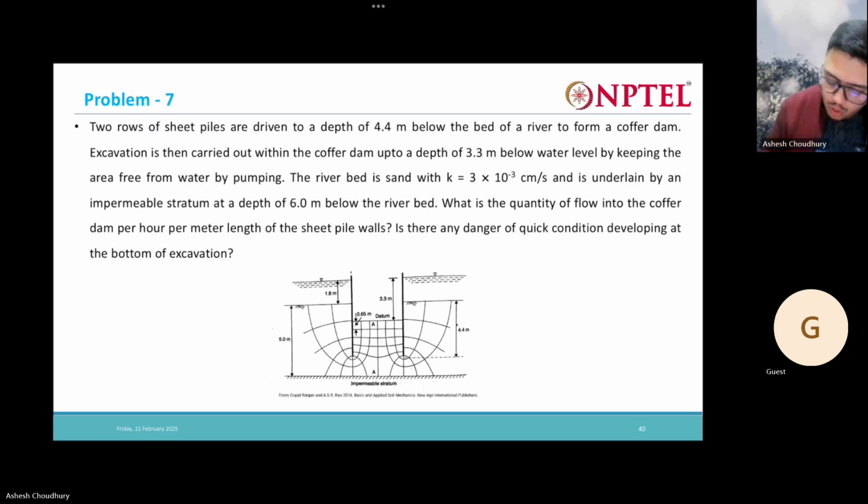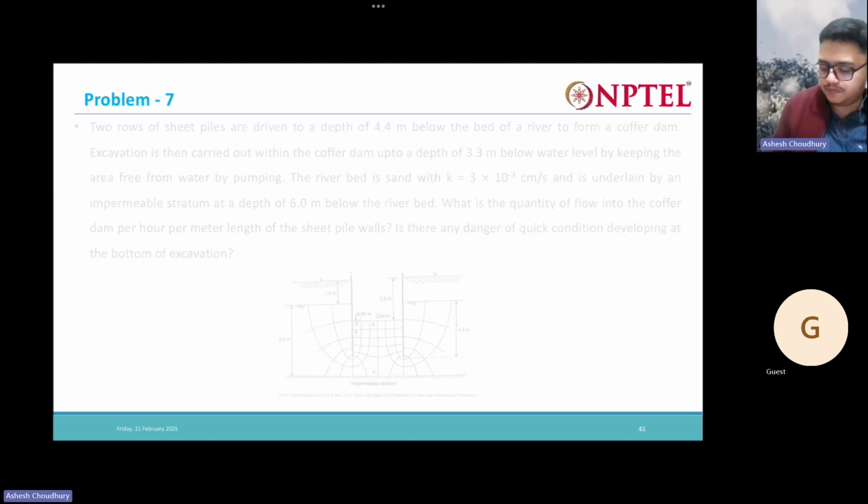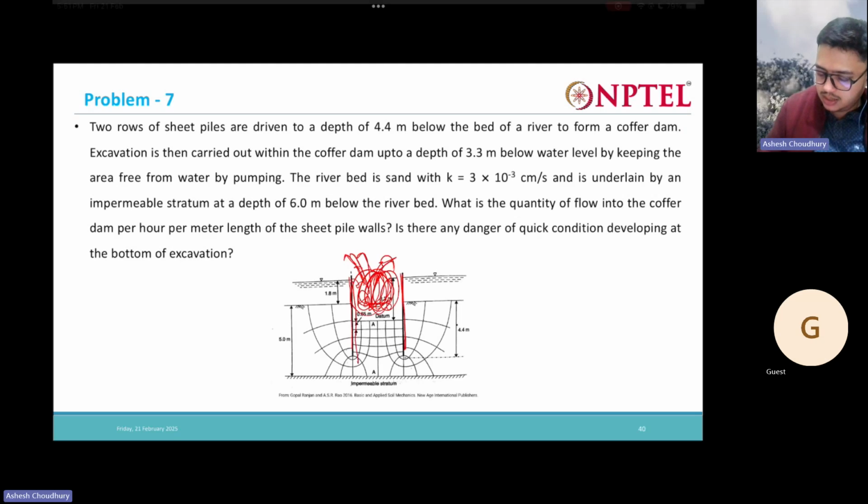So a cofferdam is nothing but this. Two sheet piles are driven into the soil, and the water is pumped out from here, and the soil is excavated out. Okay, water is pumped out and then soil is excavated out. So to do some construction in this part, we first install the sheet piles, then pump out the water and then excavate the soil. All right.